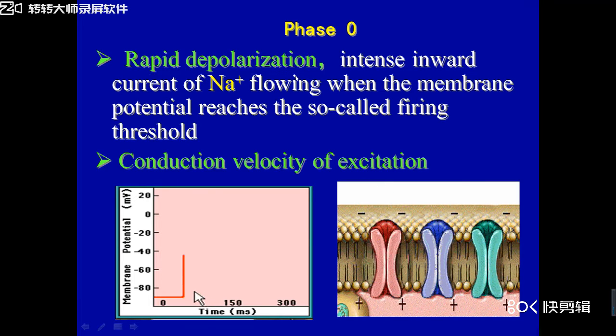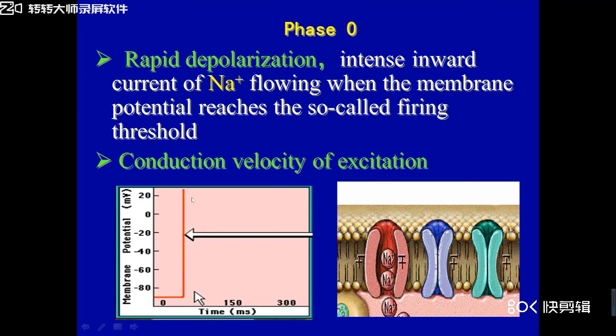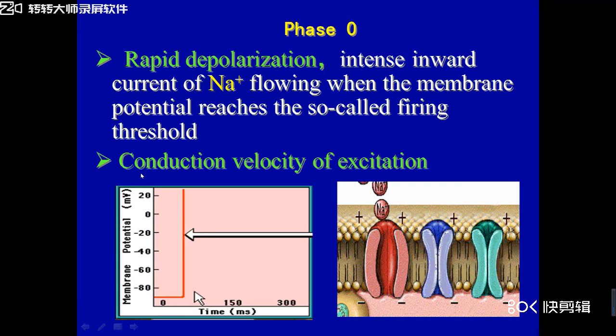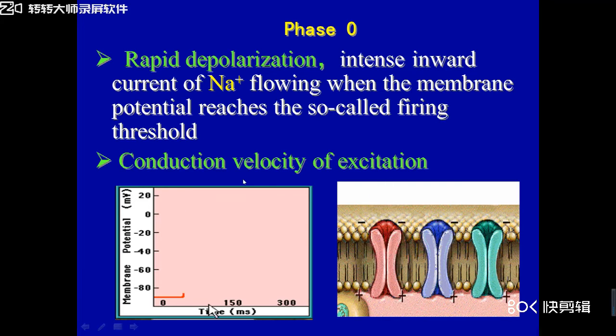Intense inward current of sodium flows when the membrane potential reaches the so-called firing threshold. In this period, we have known the major channel is the sodium channel. The sodium channel is opening, and then sodium flows in. We call this rapid depolarization, phase 0. Phase 0 determines conduction, while determining excitation.